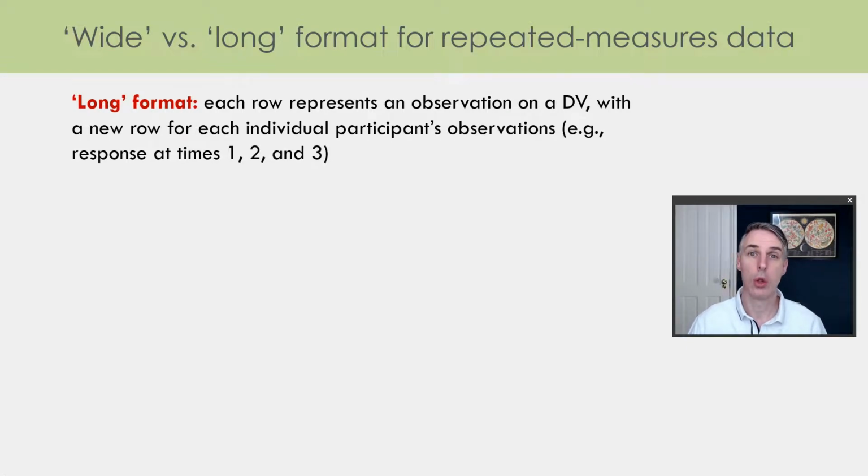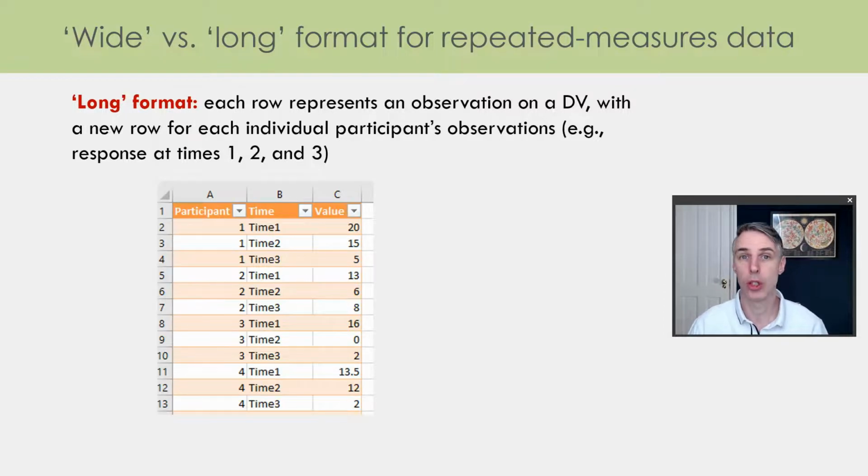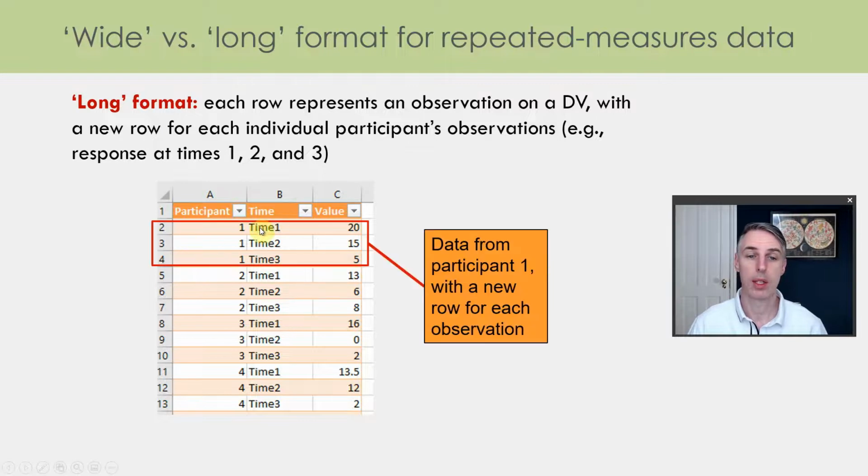Now in contrast, long data format presents that data a little bit differently. Here each row represents an observation on whatever that measure is. Each participant contributes a new row for each observation that they contribute. So for example, participant 1 scores at time 1, time 2 and time 3 each now get their own row. So these are the same data here. But now those values are all represented in one column, with an identifier variable here, which tells us that this is participant 1 score at time 1, participant 1 score at time 2, and at time 3, etc.